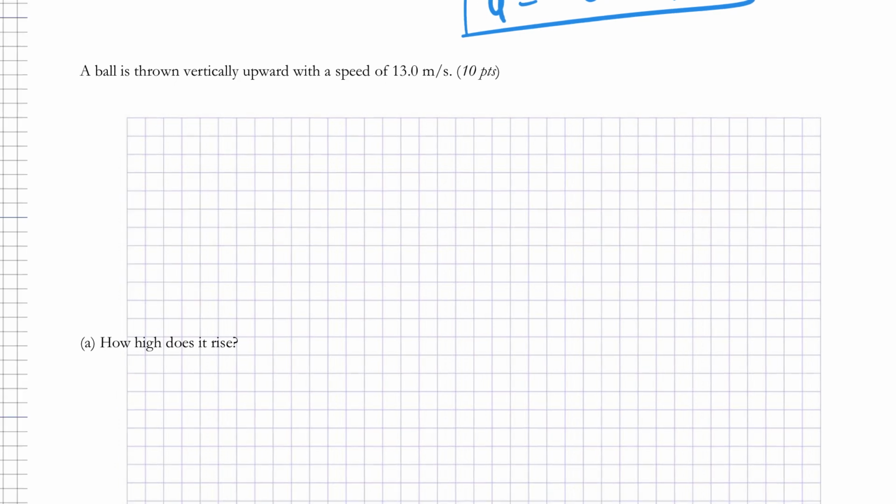That's not a lot to go on. In fact, I wonder what all this space is all about right here. Let's go ahead and just give it a given. So V naught equals, I'm going to call that a positive 13.0 meters per second. I want to know how high does it rise. That's a challenging question because it seems like we have almost nothing to go on.